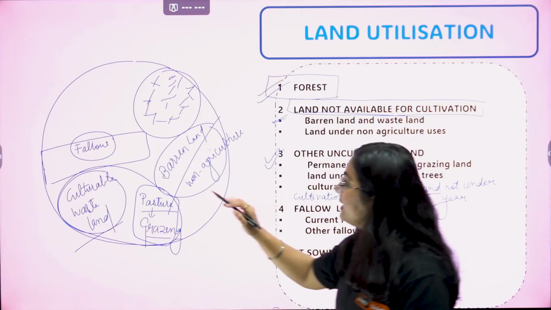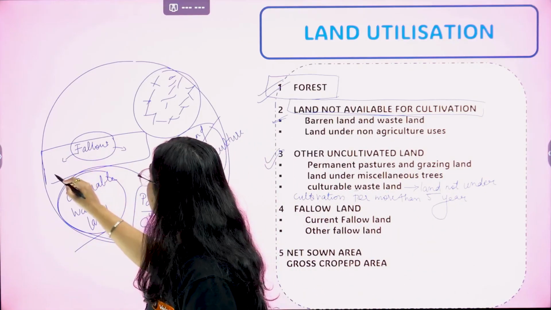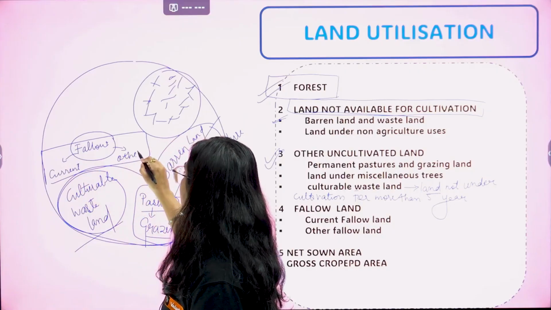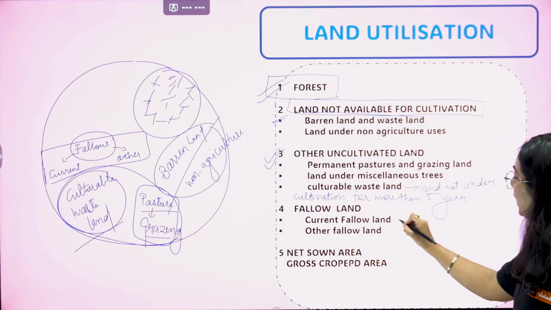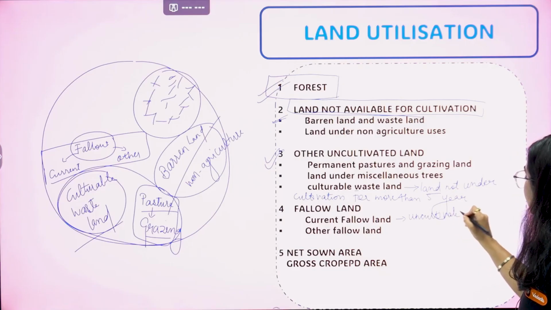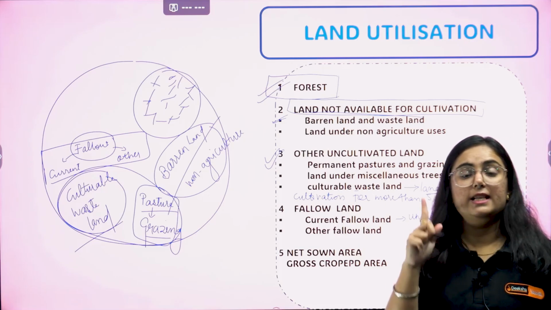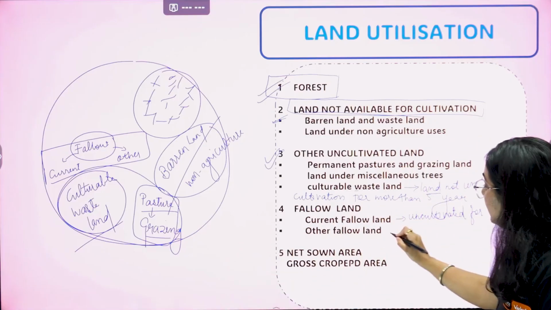In fallow land, there are two types. Pay attention. There are two types of fallow land, that is current fallow land and other fallow land. Current fallow land is left uncultivated for 0 to 1 year, or we can say for less than 1 year, not years. Okay, that is left uncultivated for 0 to 1 year.